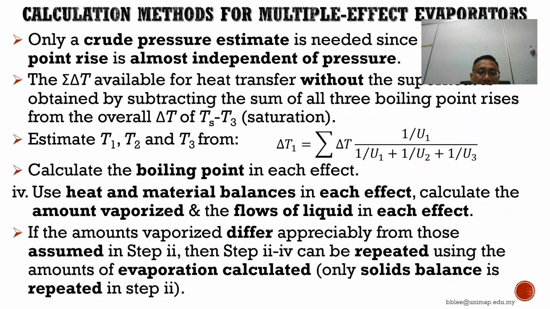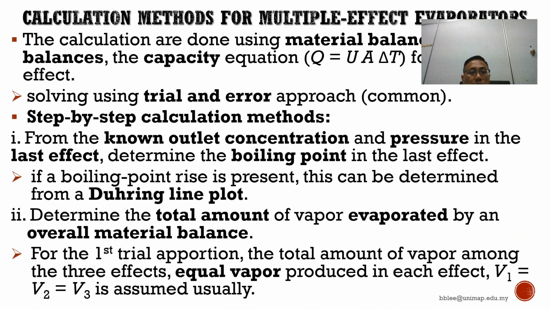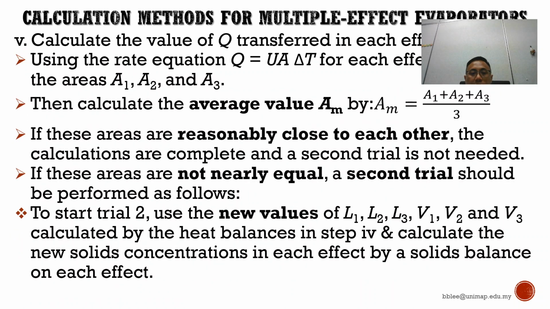If the amounts vaporized differ appreciably from those assumed in step 2, steps 2 and 3 can be repeated using the amounts evaporated calculated. Only the solid balance is repeated in step 2. After coming here, we calculate back the balance and check the heat and material balance. If not balanced, then we have to repeat the second step, with V1, V2, and V3. Maybe they are not equal, so we have to check back the V.